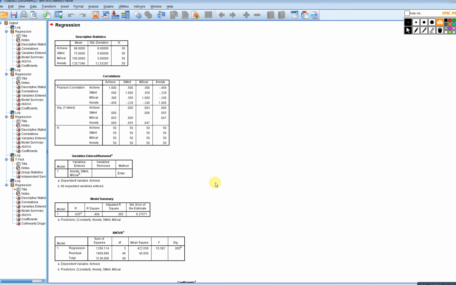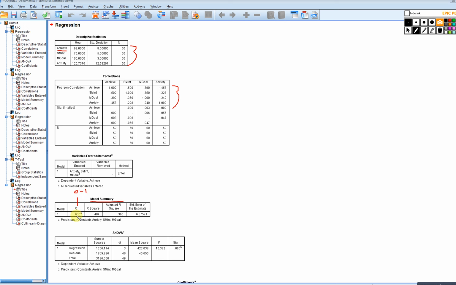So I'll click on OK, and you'll notice that we have our basic descriptive statistics for our predictors and our criterion variable, achievement. We have the correlations among our variables as well. These are all Pearson's correlations, and then you have your p-values for those correlations reflected down below. The model summary table is looking at the combined effects of the predictors on the criterion variable. So R, this is our multiple correlation. Like I said, it ranges between 0 and 1.